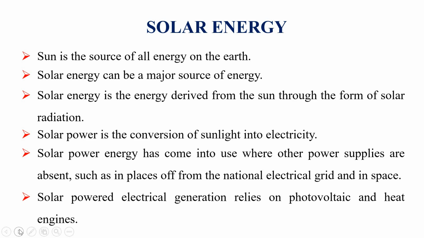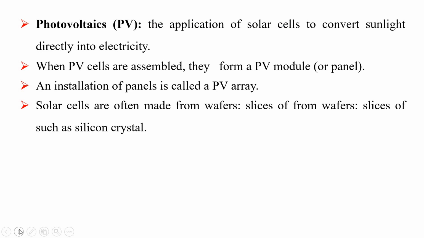Solar power electrical generation relies on photovoltaics and heat engines. Means there are two types of solar power generation methods. First one is photovoltaics and another one is heat engine, or solar thermal energy. Now I discuss the first generation system, photovoltaics or PV.